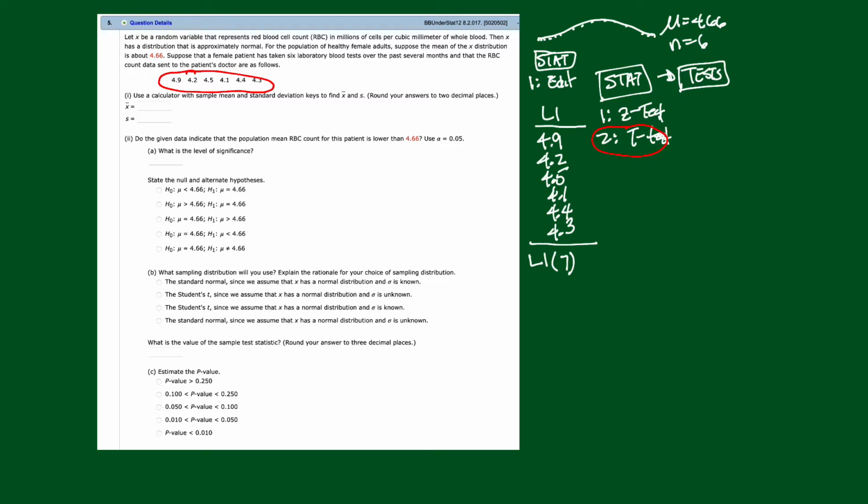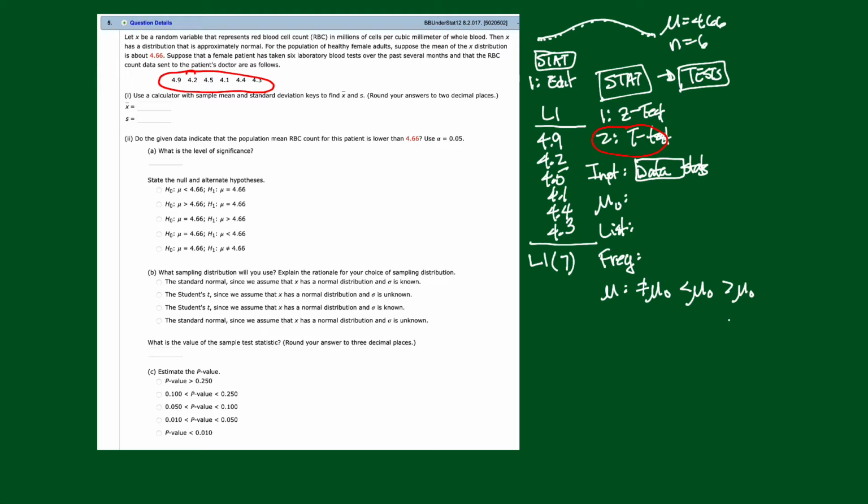And then it's asking us for several things. First, it asks us, are we inputting data or statistics? Well, we put our data into list 1. We input the individual data values. We didn't put in summary statistics like the mean or the standard deviation. So select data, press enter to select that, and then scroll down with your arrow key. Now, what are we testing here?